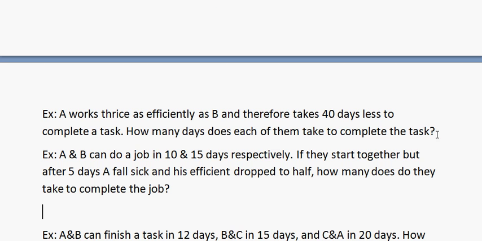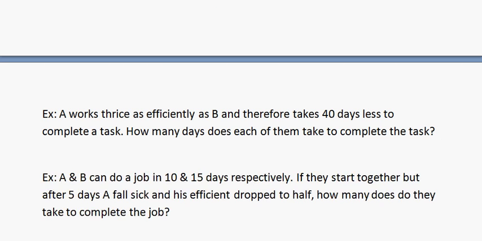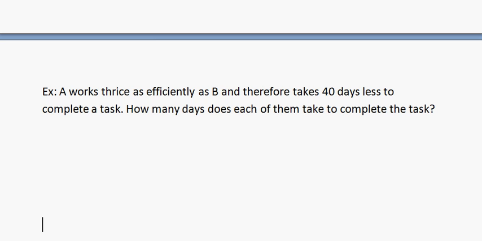Next question. A works thrice as efficiently as B and therefore takes 40 days less to complete a task. How many days does each of them take to complete the task individually? Just read the question and try to do it. I'll give you 2 minutes for this.